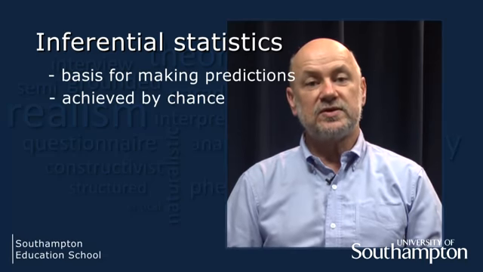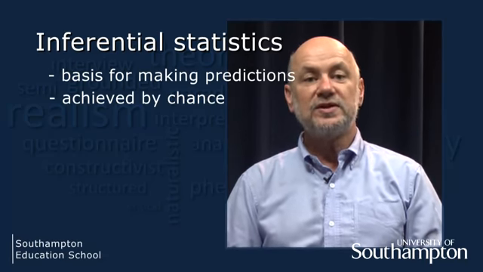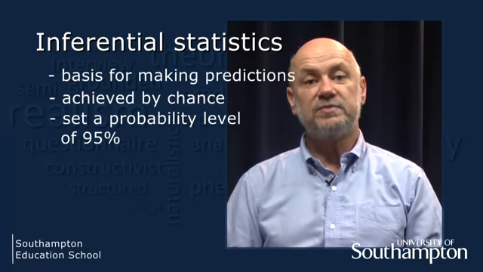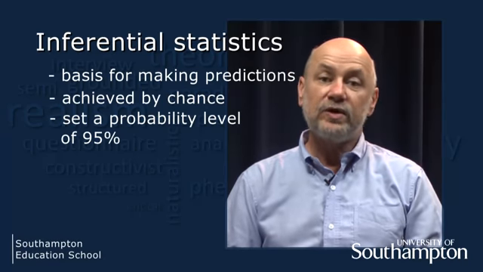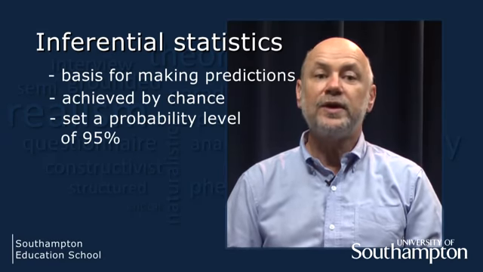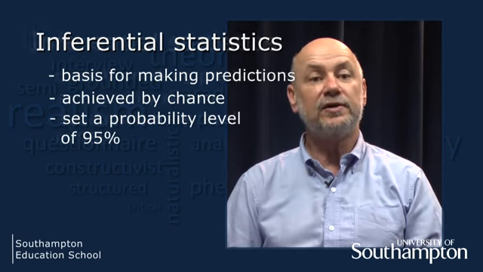In the social sciences and education, we usually set the level of confidence at 95%. That means when we say something is significant, we are 95% confident in our analysis. There are a variety of inferential statistic tests. I will just talk briefly about the main ones that you will encounter.